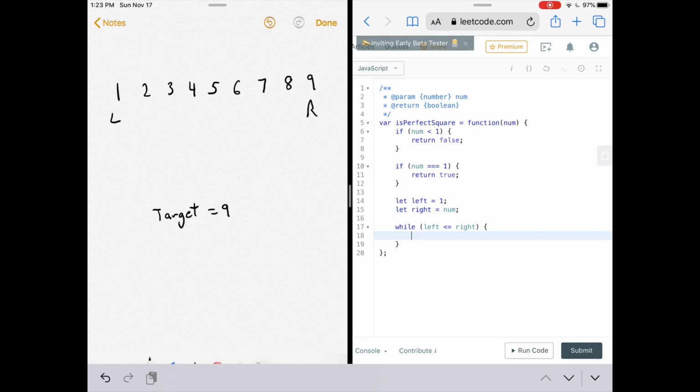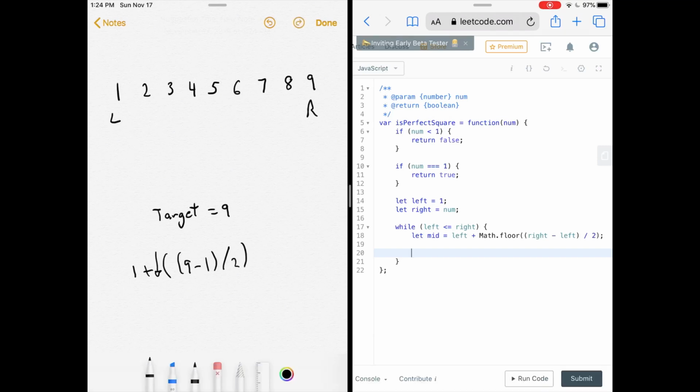So the first thing we need to do to cut our data set in half is to find the midpoint. We'll say let mid equal left plus Math.floor of right minus left, divided by 2. That's just a good formula to remember in order to find the midpoint of two numbers. We can use our data set real quick. So it says mid equals left, left is 1, plus right minus left. Right is 9, left is 1, and you would divide that by 2 and round that down. So that would be 1 plus 8 divided by 2, which is 1 plus 4, which is 5. So our midpoint would be 5. All right, let's get rid of that.